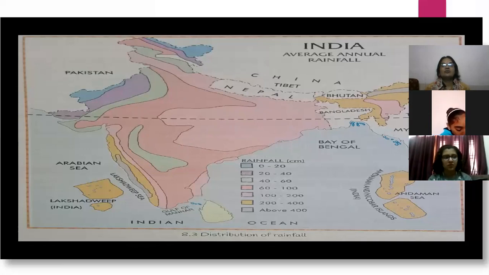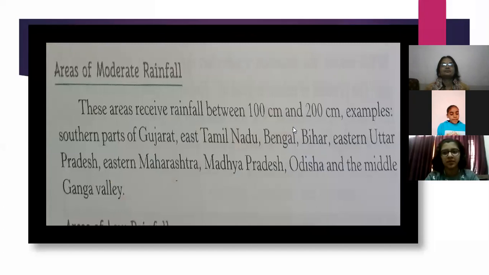Clear? And in between there are areas which receive above 400 centimeter rainfall also. That is this western coastal plain area that receives above 400 centimeter and some part of this eastern India which is receiving the highest rainfall of 400 centimeter. Now the areas of moderate rainfall means between 100 to 200 centimeter.